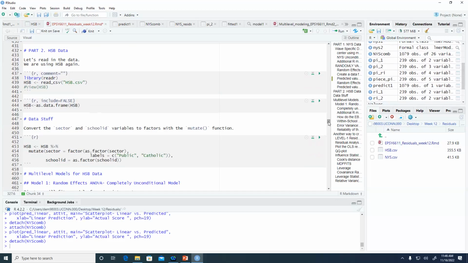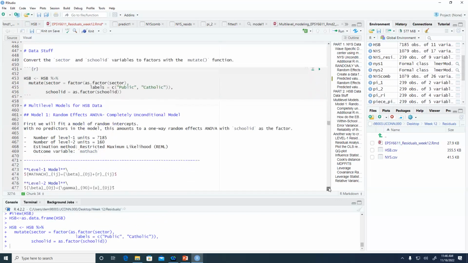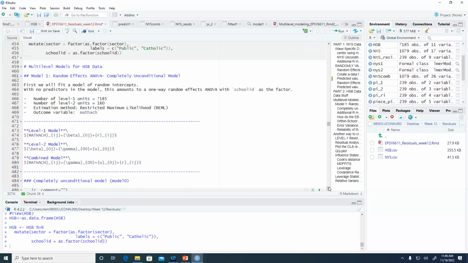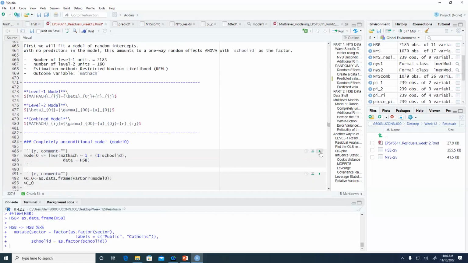Okay, so let's move on to the HSB data. There were a couple things that I wanted to show you in this. It had to do with residuals and reliability and that kind of stuff. So let's read in the HSB data file as a data frame. Okay, we create some factor variables. I'm going to do a really simple model here, an unconditional random effects ANOVA model. So we've got a completely unconditional model.